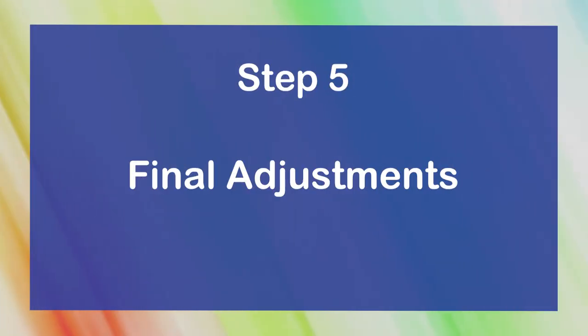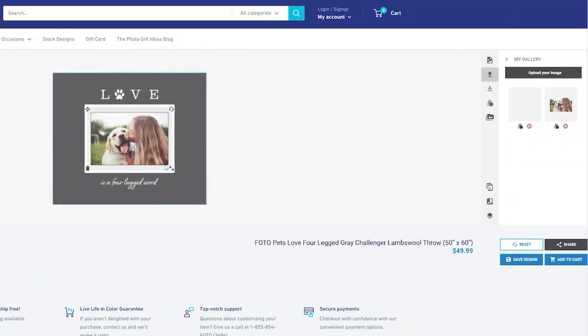Step 5. Final adjustments. You'll want to make sure the edited image takes up all of the gray area inside the white border. You can do this by stretching the image using the icon highlighted below.